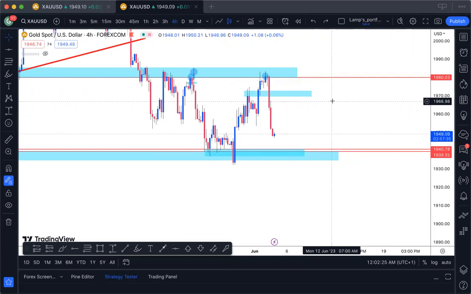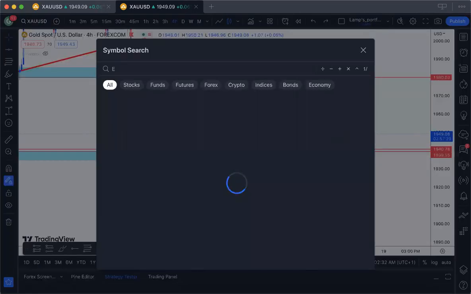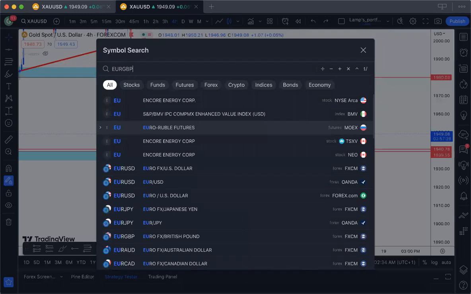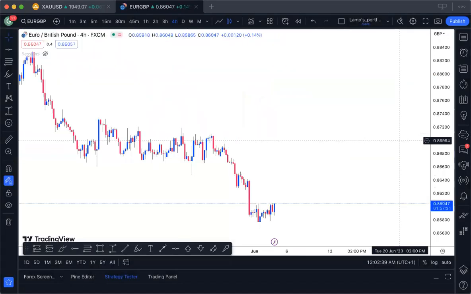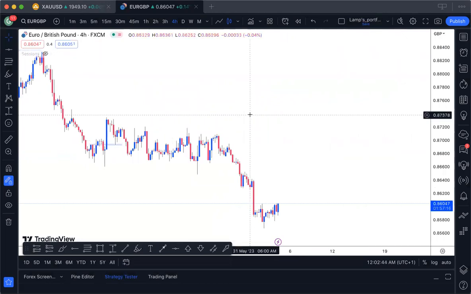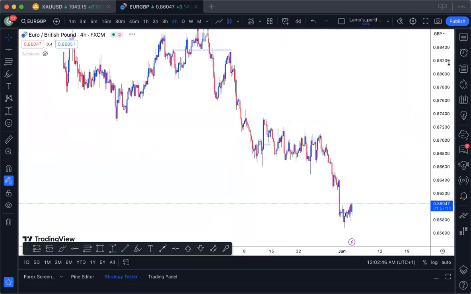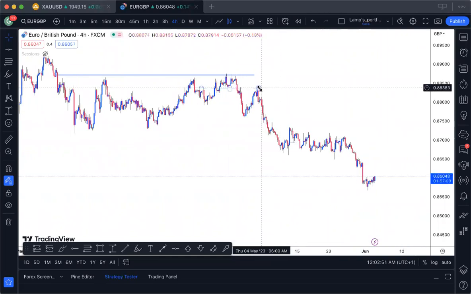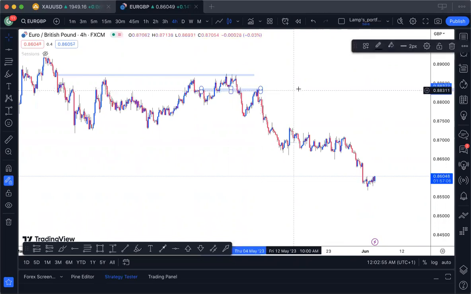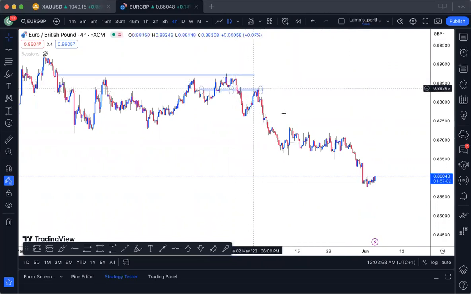Okay, so let's see other pairs. Let's see, Euro pound. Maybe Euro pound too. I'm deleting the watch list. It can be three pairs. If you see this major QM sell, if you see these colors, you know that they are sharp.